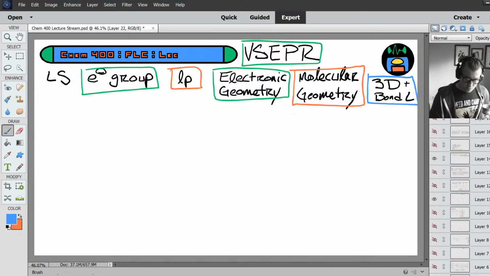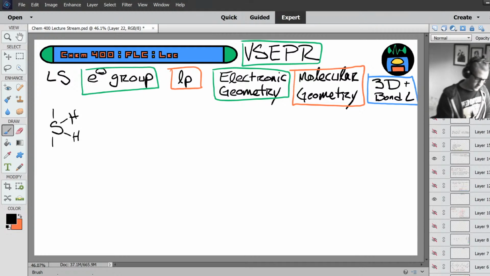Let's take a look at what happens when we start adding lone pairs. All right, so first off, let's look at sulfur tetrahydride. Sulfur tetrahydride is a molecule with 5 electron groups, one of which is a lone pair: 4 hydrogens and a lone pair on our central atom.